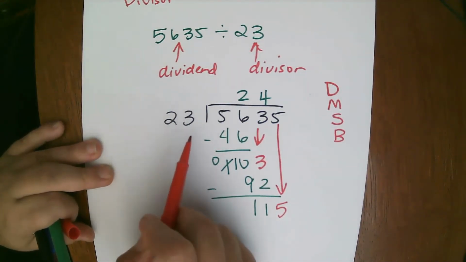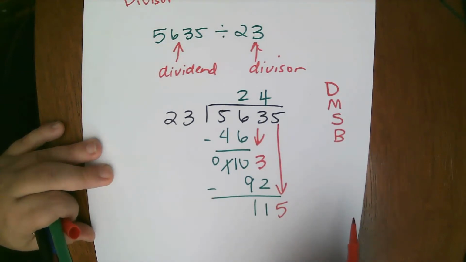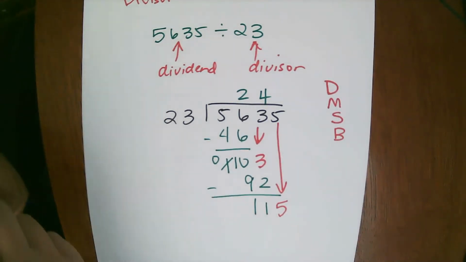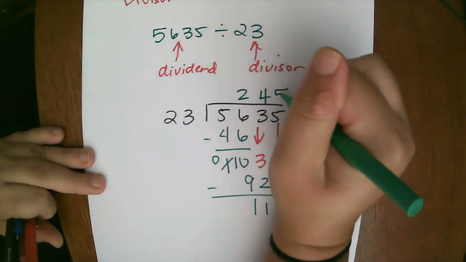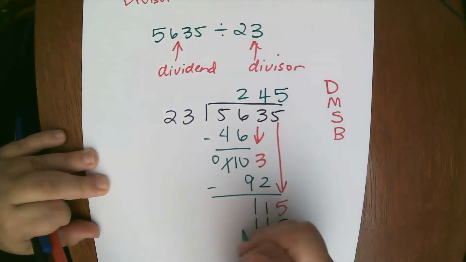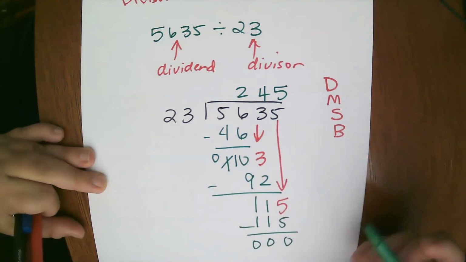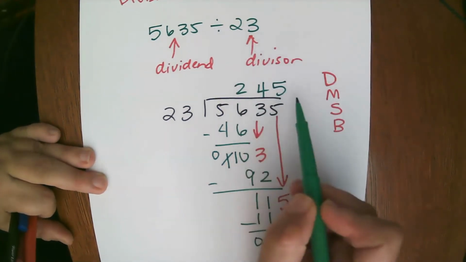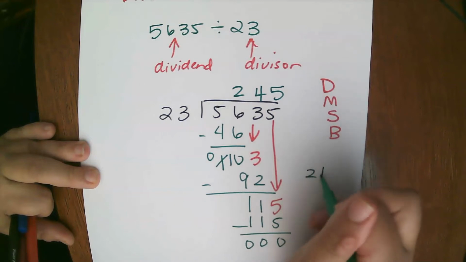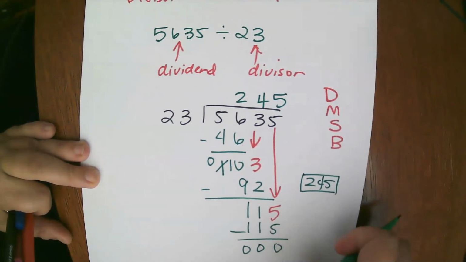And I ask myself, well, how many parts or how many times or sections can I make? How many sections of 23 can I make into 115? Or how many groups of 23 can I make into 115? Well, if I look at my multiplication chart, I can make 5 groups. And actually, 23 times 5 is 115. So 0, 0, 0. So I actually have no remainders. So my answer is 245.